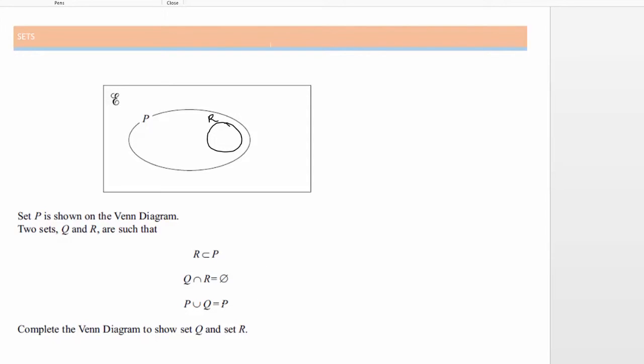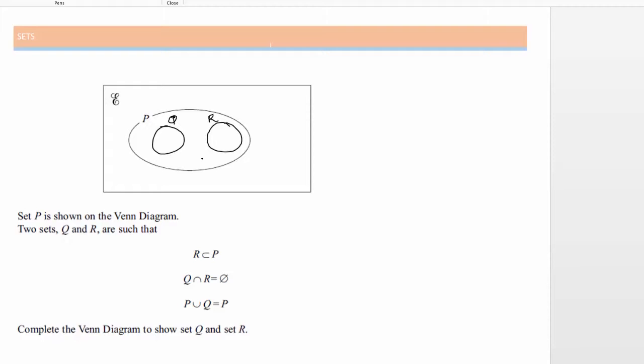However, the next piece of information says that when you combine P and Q together, P does not get any bigger. So the only way you can combine two sets and it not get bigger is if one set is inside the other already, because making the union of it makes no difference to its size. So Q must be in here, and we know from the middle information Q and R do not intersect.